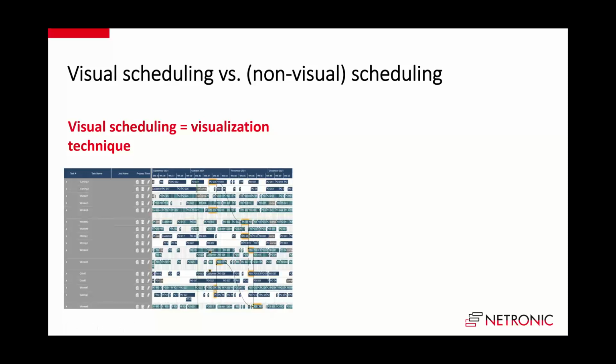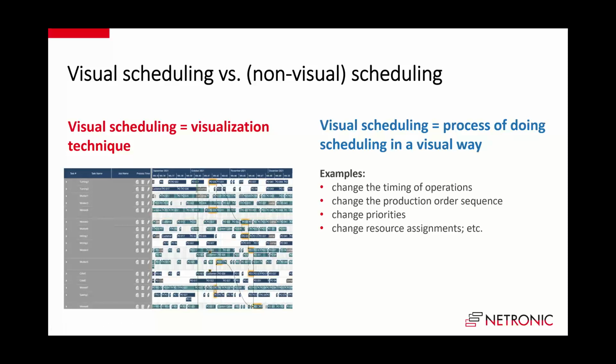But in my point of view and in our point of view, this is only one side of the medal. And the more important side of the medal is not the part where you make your schedule visual, but visual scheduling also is the process of doing scheduling in a visual way. So change the timing of operations, decide that this operation should happen here, change the sequence. So say that you don't want to have this first and then that operation, but that operation before this operation. Change priority, say this work order is more important than the other, or change resource assignment and say that this operation should go into this block here. So this is what we call visual scheduling. It's the process of doing scheduling in a visual way with having some visualization techniques to help you do this.